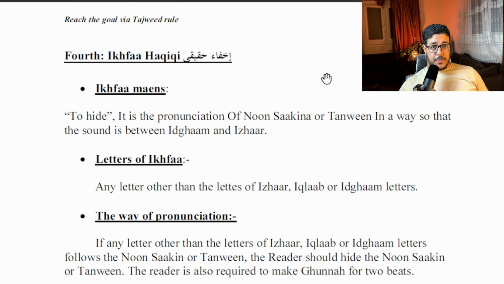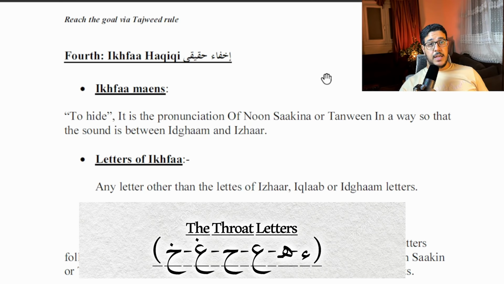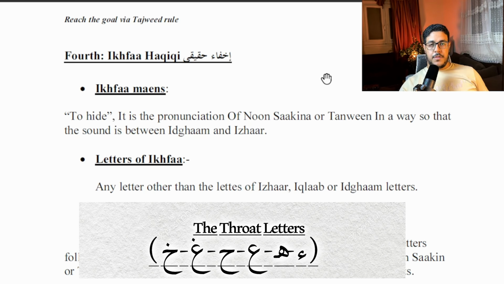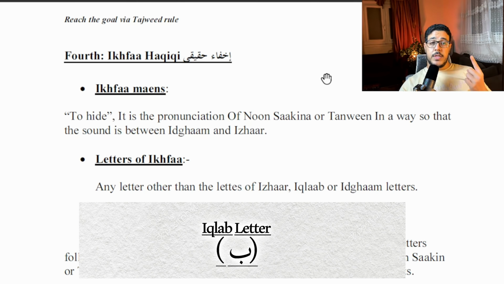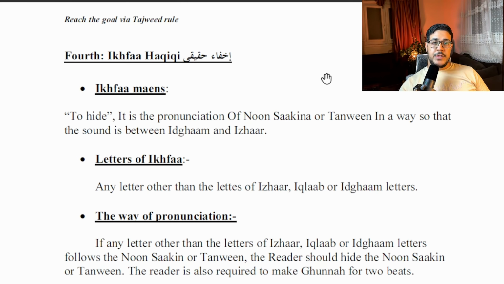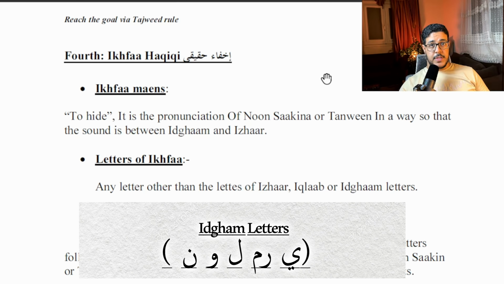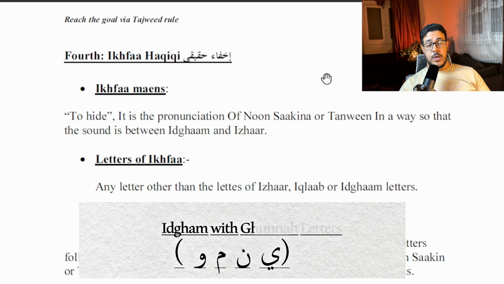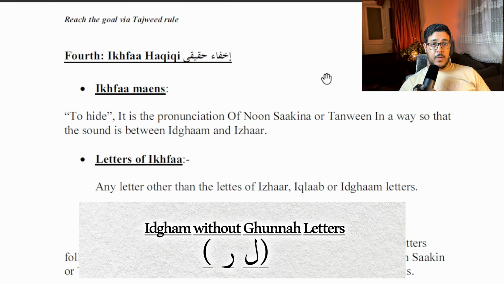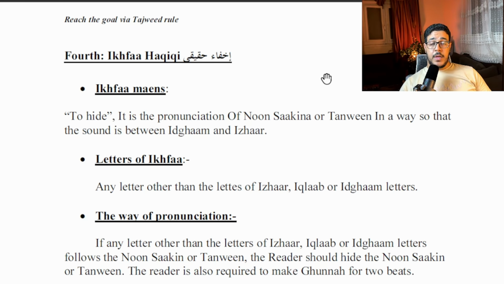The letters of Izhar were 6 letters: Hamz, Ha, Ain, Ha, Ghain, Kha, the throat letters. And the letter of Iqlab was just one letter, the letter Ba. And the letters of Idgham were also 6 letters: Yarmalun, Yanmu, 4 letters for Idgham with Ghunnah, and Lam and Ra for Idgham without Ghunnah. So the total number of these letters was 13, and the remaining letters are 15.